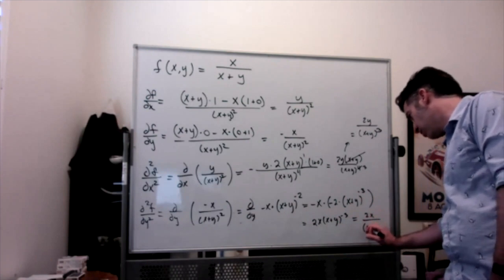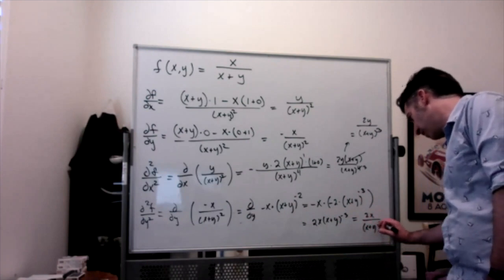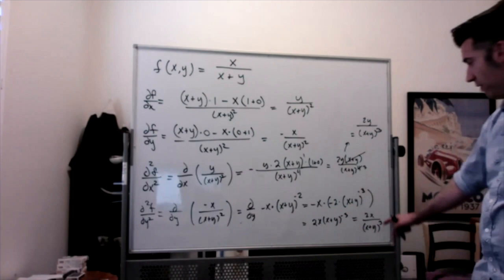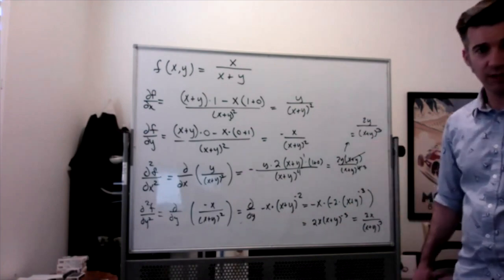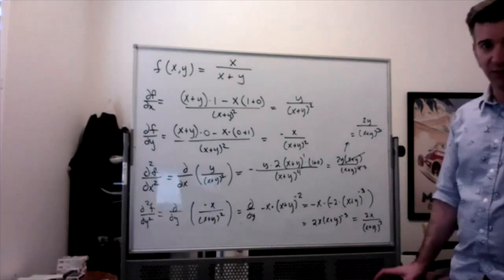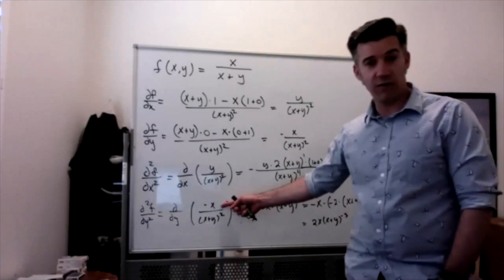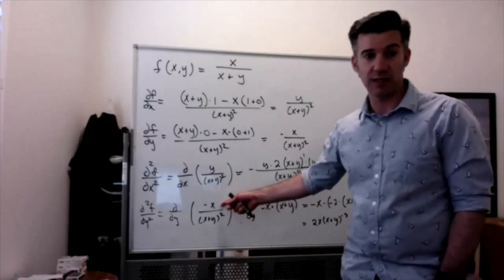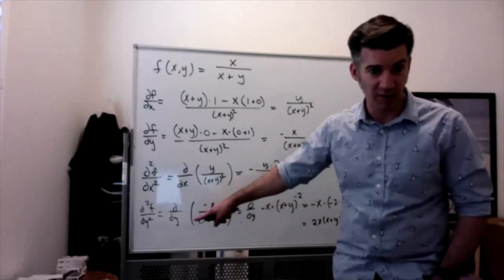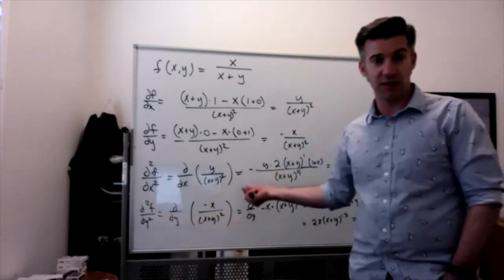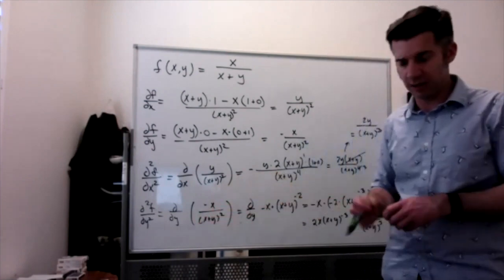or preferably, maybe not, I don't know. I prefer 2x over (x plus y) cubed. Very, very similar answer to the previous one. So that's probably a better way to do it, right? If you notice that the top part of your quotient is a constant because you're differentiating with respect to the other variable, then you can bring the stuff at the bottom up to the top and just use the power rule.